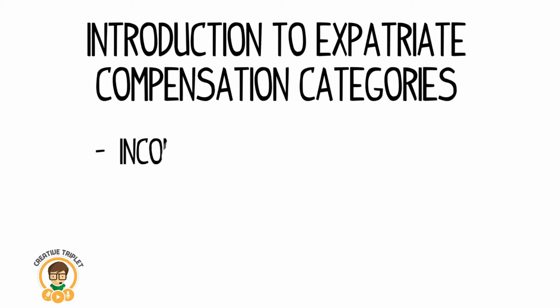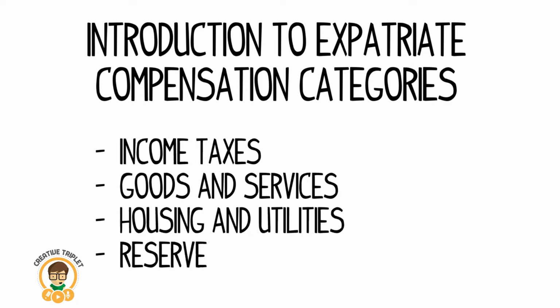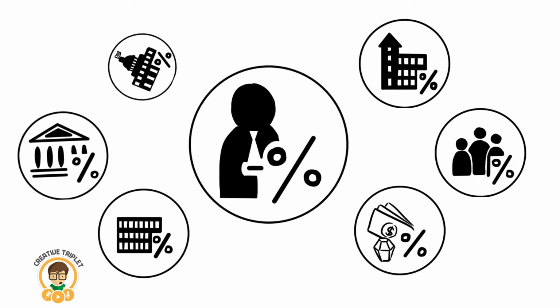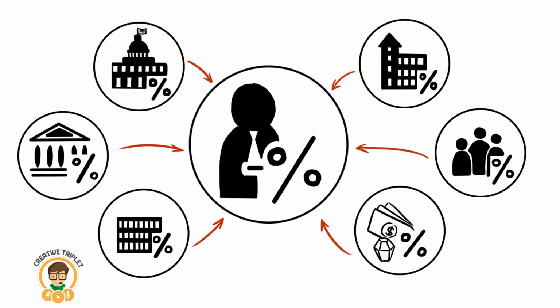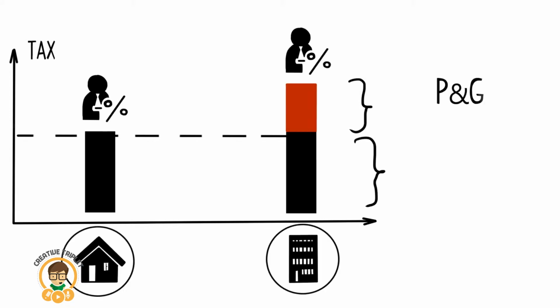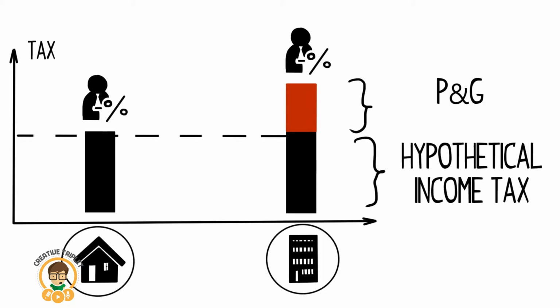Now, let's take a look at the four basic expatriate compensation categories: taxes, goods and services, housing and utilities, and your reserve. Let's start with taxes, which include federal, state, provincial, and cantonal taxes, as well as Social Security. You pay what is known as a hypothetical tax, which approximates what you would have paid at home.